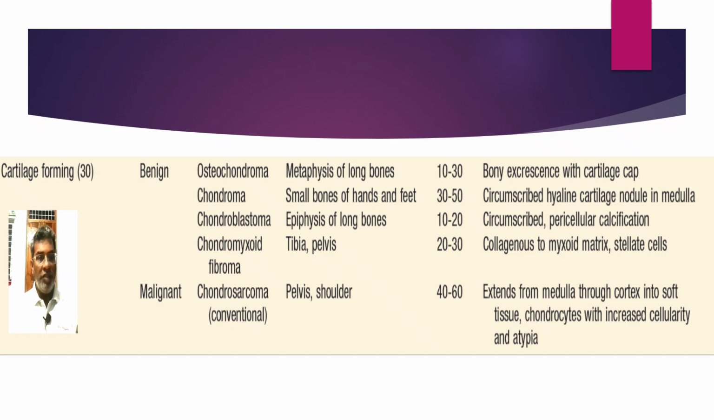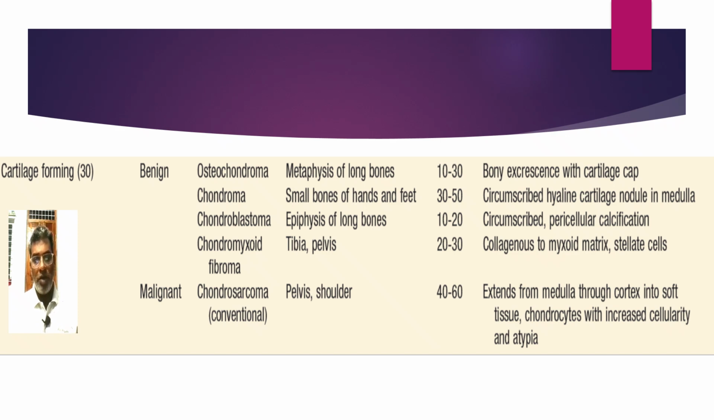Now, with this knowledge, we will discuss cartilage-forming tumors. Bone-forming tumors will be 22 to 26%, whereas cartilage-forming tumors will be around 30%. Again, these cartilage-forming tumors are also both benign and malignant. Benign includes osteochondromas, chondromas, chondroblastomas, chondromyxoid fibromas, and malignant includes chondrosarcomas, conventional type.